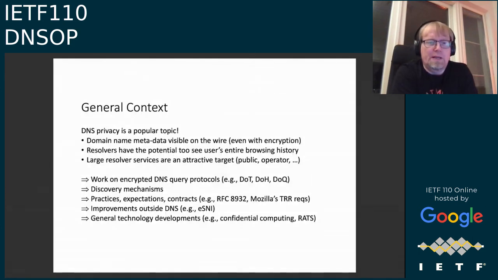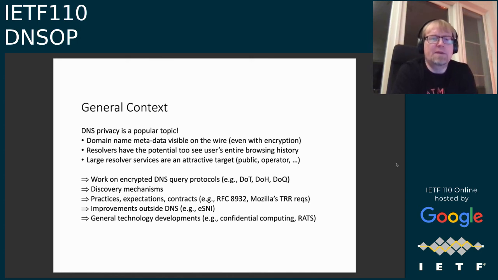Yeah, so I need to set the context a little bit. So obviously, DNS privacy is popular, and we've had issues with things being visible on the wire. We've had issues with things being visible in the servers and leaking from there. And of course, the resolver services can be an attractive target for, let's say, governments or attackers or so on to retrieve some information about people's browsing histories, for instance, because they do see the browsing history.